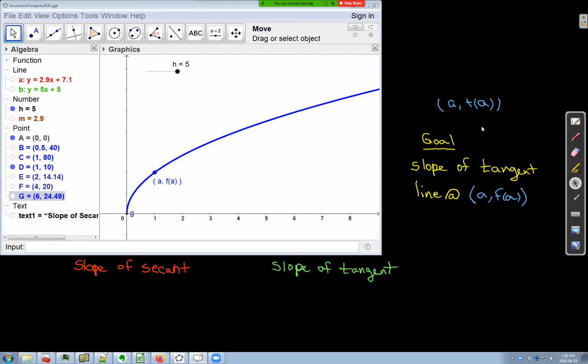I'm going to show you how you can turn a secant line into a tangent line. And after you're able to turn a secant line into a tangent line, you'll be able to solve one of the fundamental problems of differential calculus. And that is, what is the slope of a tangent line? So I hope this all makes sense, because it's a really elegant and nice idea.